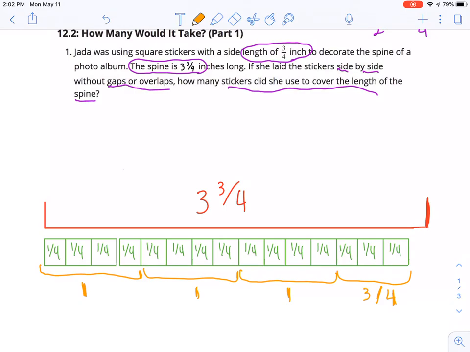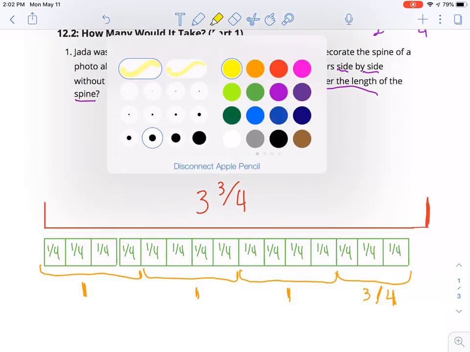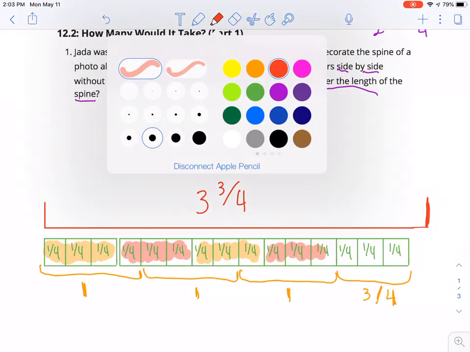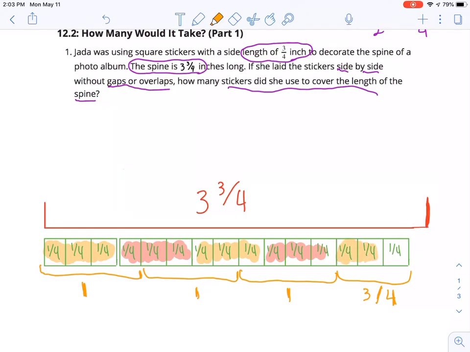Okay. So how many groups did we actually use to make this 3 3/4 book spine covered by sticky notes? Well, let's go ahead and count our groups, shall we? Okay, so our first group of 1 1/4 sticky note, and then our second group, and then our third group, and then our fourth group, and last but not least, our fifth group. Okay, so it took a grand total of 5 groups.